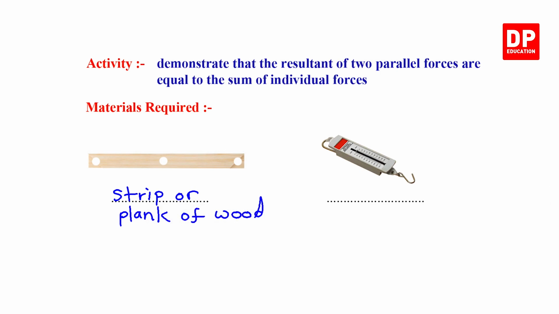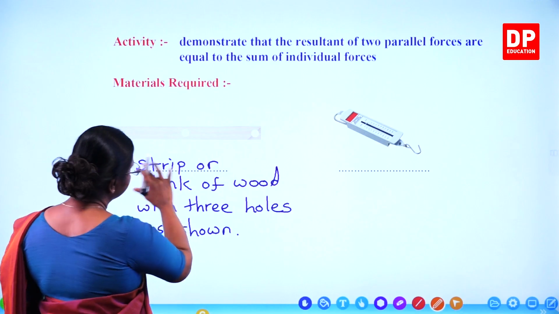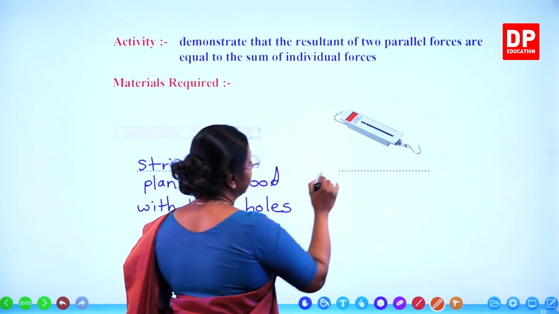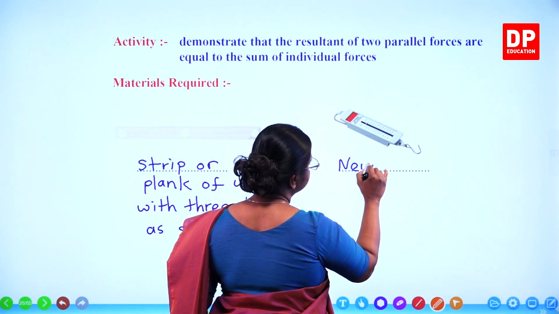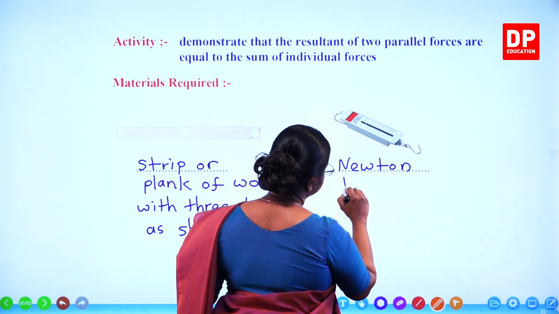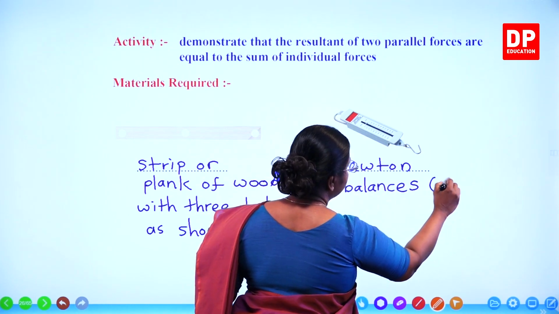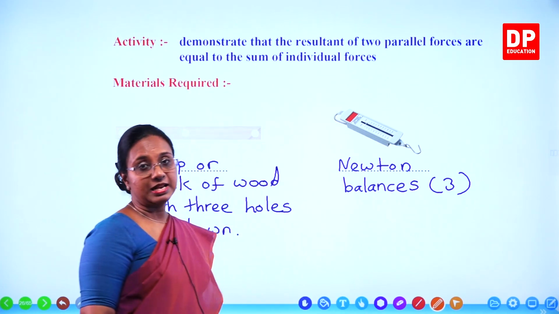Wood, you can see, with 3 holes as shown. Or you can even get a strip of wood and drill the holes yourself. Then we need Newton balances. Here we need 3 Newton balances.